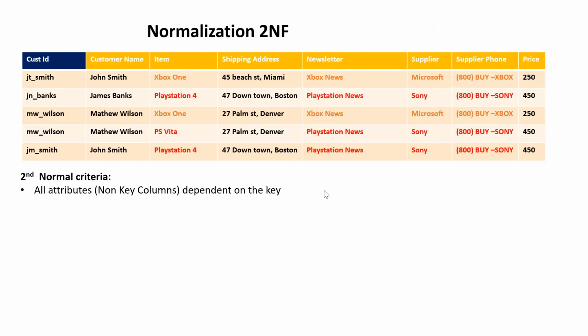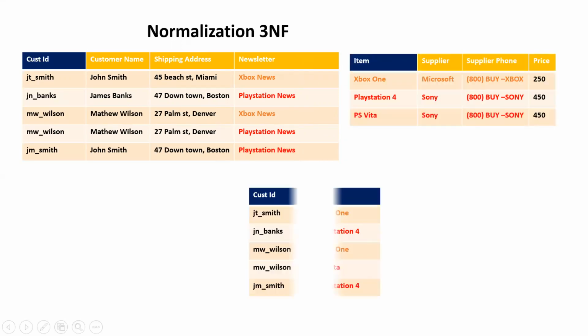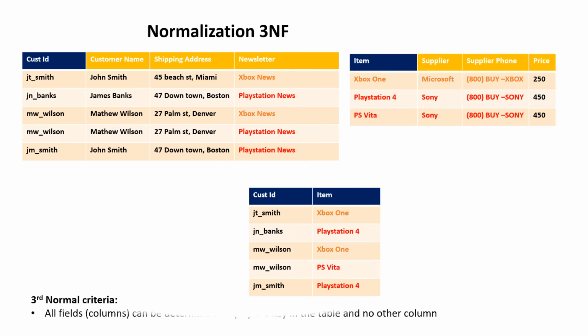Now, once my two normal form is achieved, I have to now achieve the third normal form. Now we already have this table. We already have this table. We already have this table. What is the requirement for the third normal form? All fields, that means columns, can be determined by the key in the table and no other columns, right?